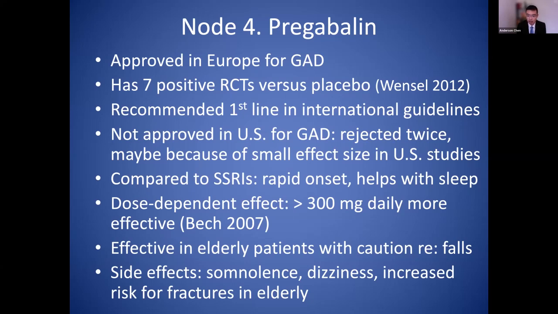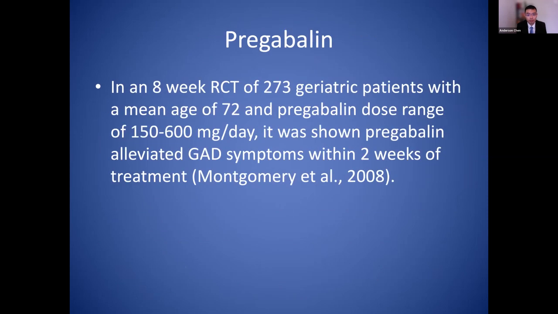There is rapid onset. It does help with sleep. So if insomnia is prominent, this is certainly a medication you might think about. And also if neuropathic pain is prominent, a medication to think about. There is a dose-dependent effect. Greater than 300 milligrams daily tends to be more effective. And it can help with anxiety in the elderly. You just have to be mindful of falls, somnolence, dizziness, increased risk of fracture. So these are certainly things you want to be upfront about and tell your patients.